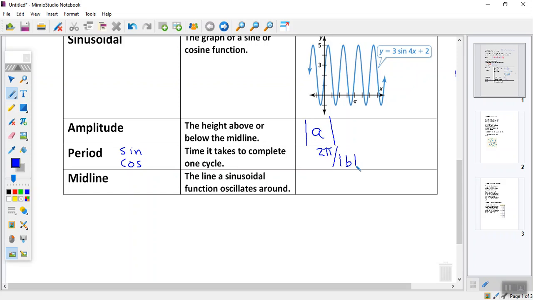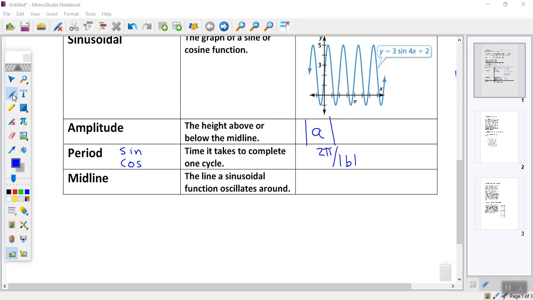And then midline, we've talked about midline before. It's the line a sinusoidal function oscillates around. So in the example I have up top, what's the high it gets to? 5, and what's the low? If I took 5 plus -1, where are you? 4, cut that in half. 2, the midline would be at 2. It's the average of the high and the low.